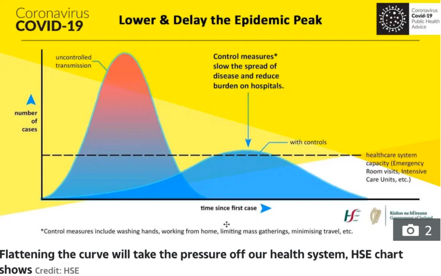So this graph here I've taken from the HSE website, Ireland's Health Service website, to illustrate the point. We have our y-axis here, which is the number of cases, and there's no numbers here, it's just to give you a general idea. And then on the x-axis here we have time going by in days or weeks or whatever. So you can see there's two scenarios here, there's two curves.